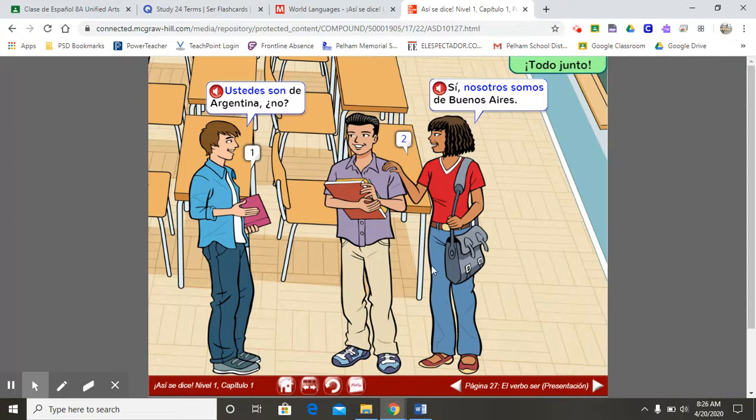You may have noticed that it's a mixed group. If it was two girls, she would have said nosotras. But it's a boy and a girl, so you have to go with the masculine form.